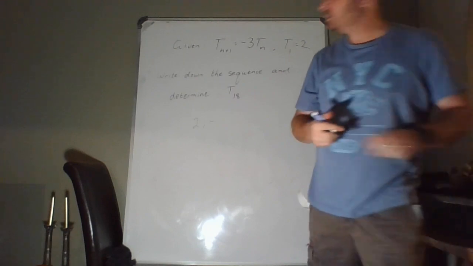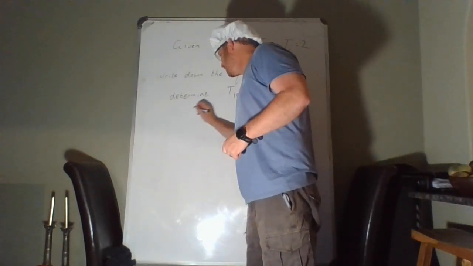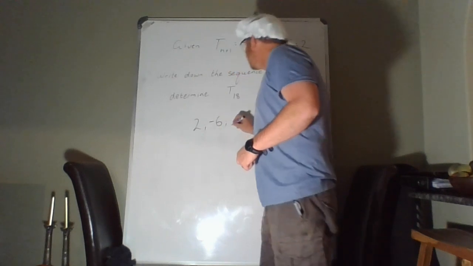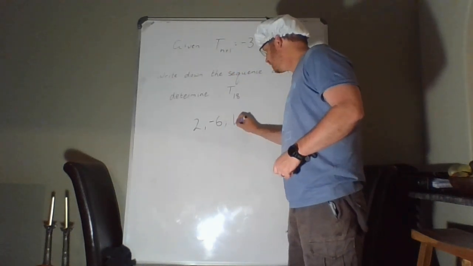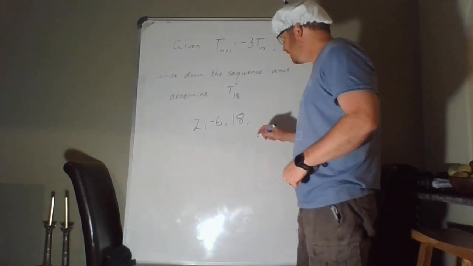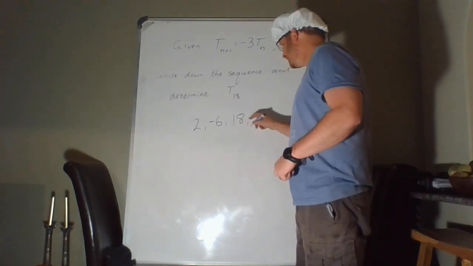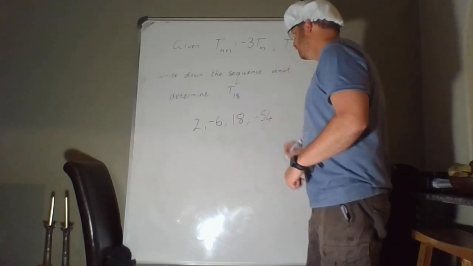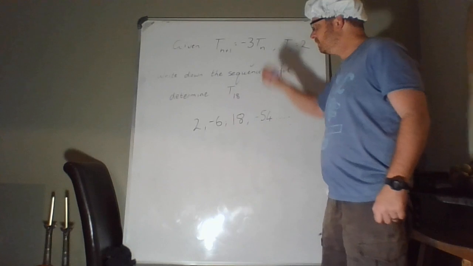Okay, so 2 times negative 3 is negative 6. Negative 6 times negative 3 is positive 18. Positive 18 times negative 3 is going to be negative. 10 times 3 is 30, 8 times 3 is 24, so it's negative 54. So that's the first part of the sequence done.